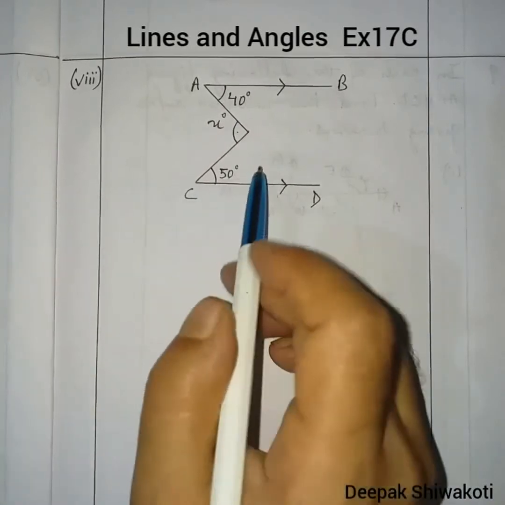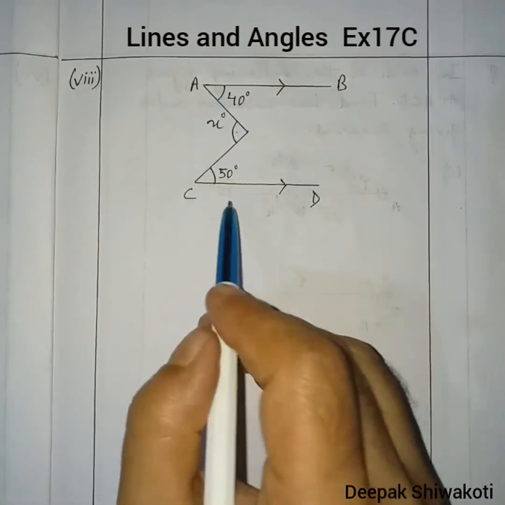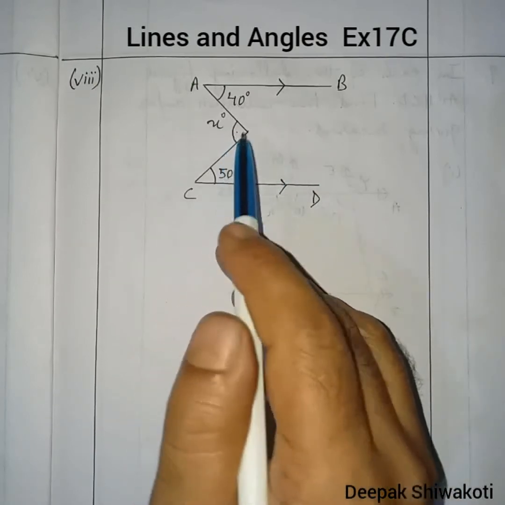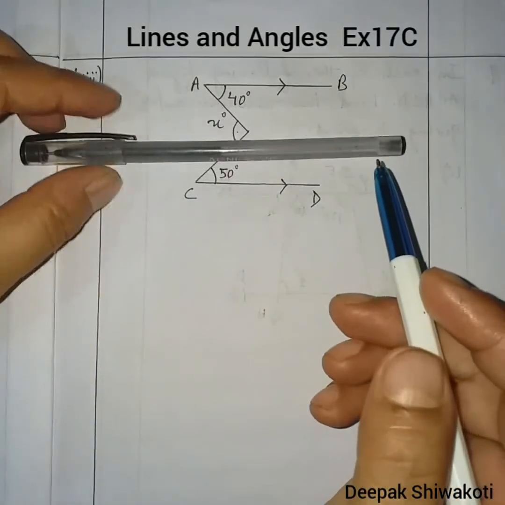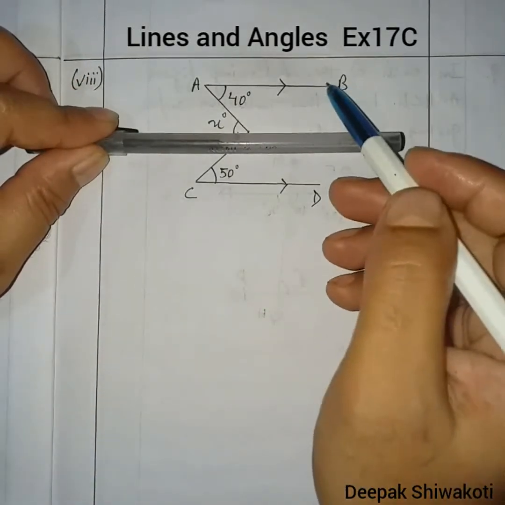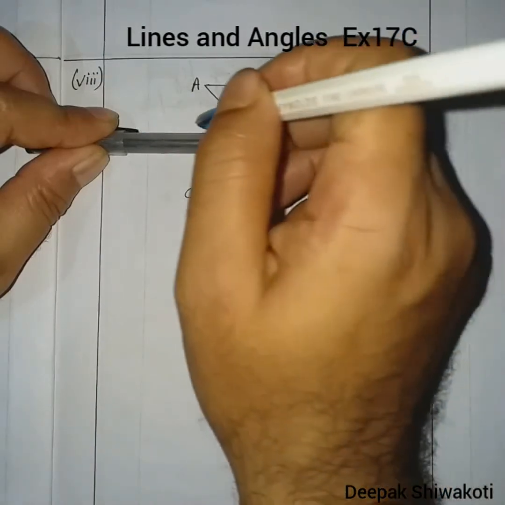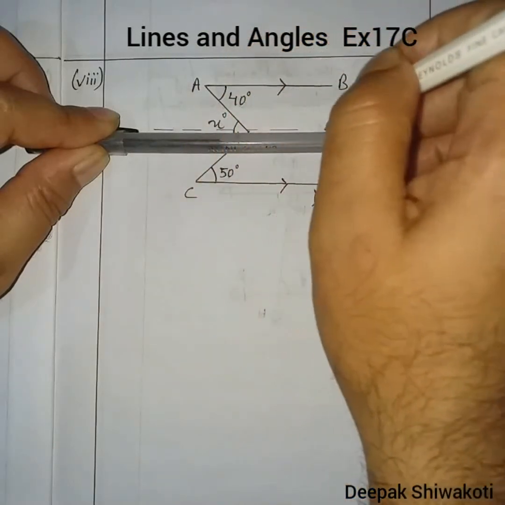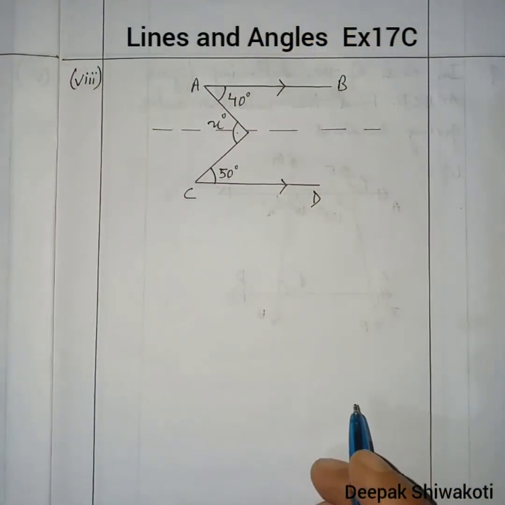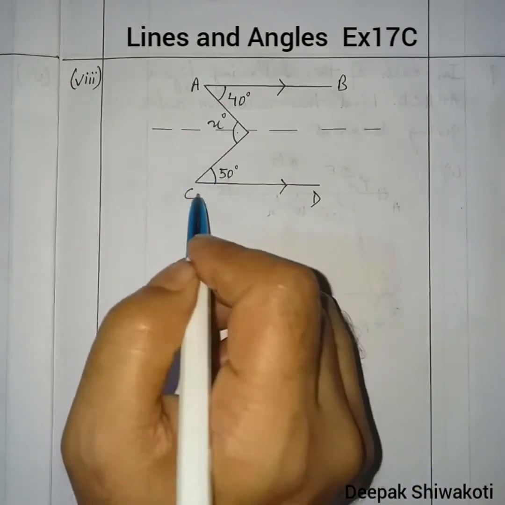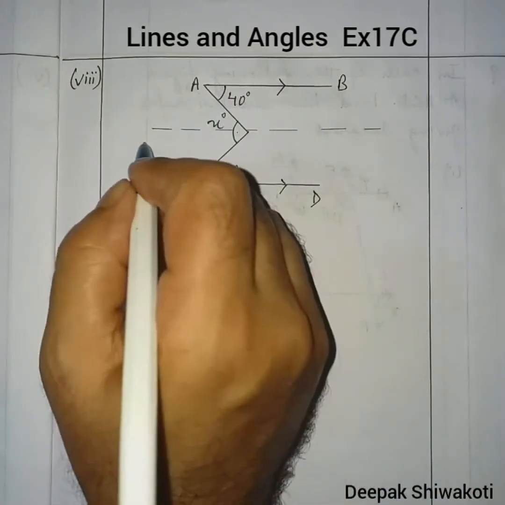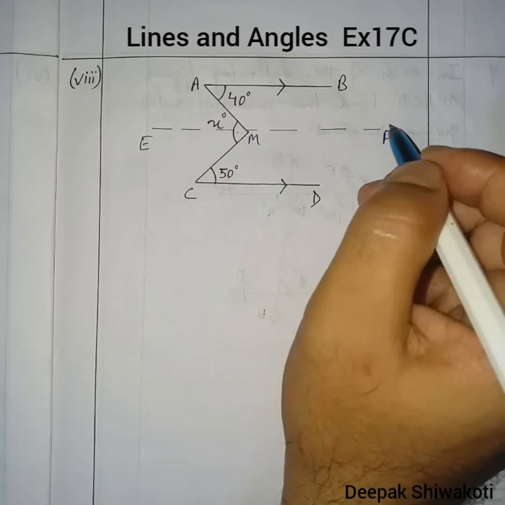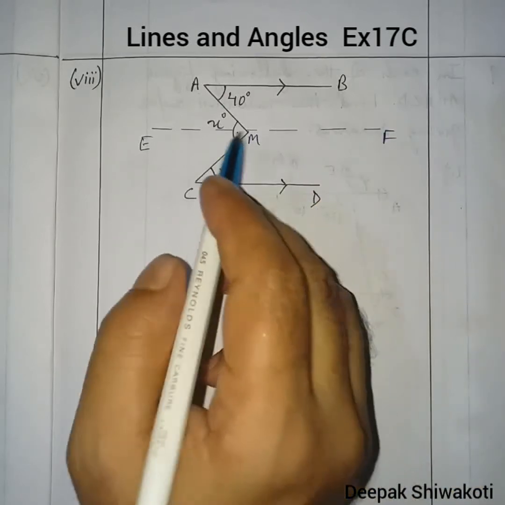Question number 8, where the line AB is parallel to CD. Okay. And we have to find the value of this x. So let us draw one imaginary line parallel to this AB and this CD, passing through this point M. Okay, so this line is parallel to CD and AB. So let us name it E M F. Okay, so we will find the value of x.